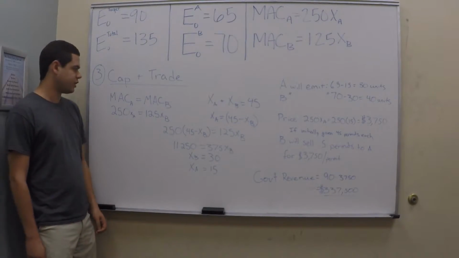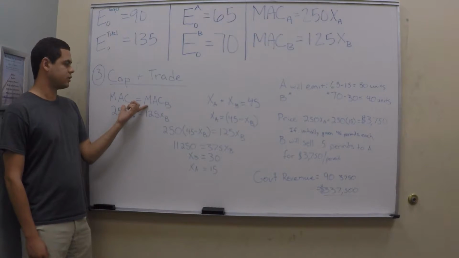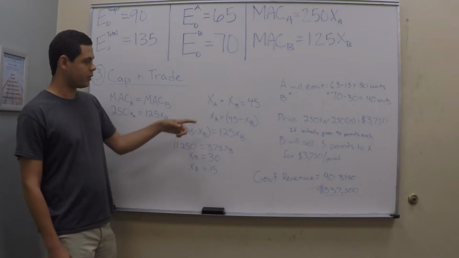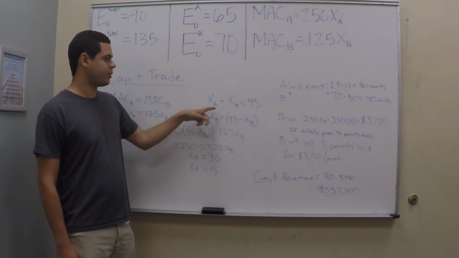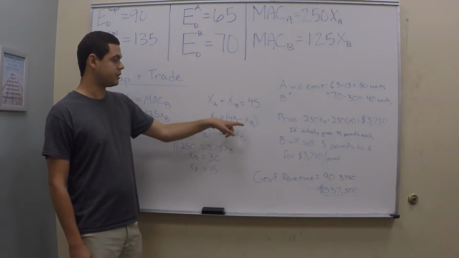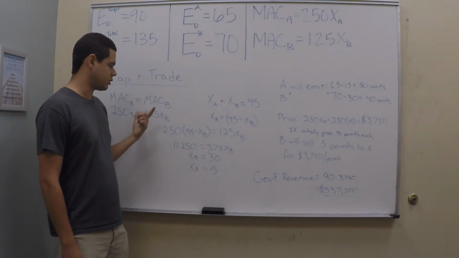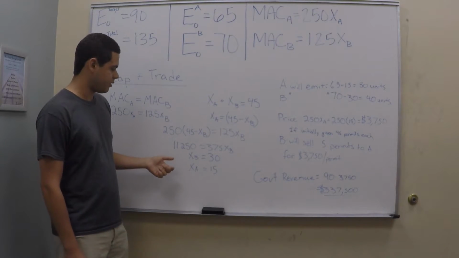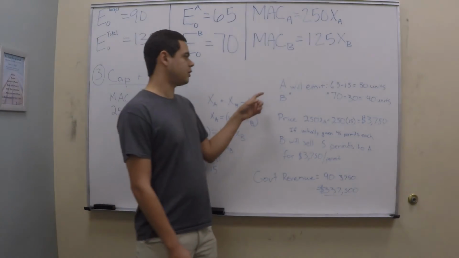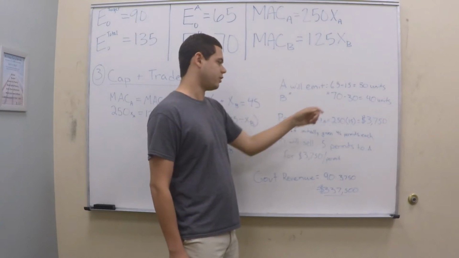Third method is cap and trade, and under cap and trade, the market equilibrium point is where the marginal cost curves are equal to each other. So we have that right here. From earlier, we saw that the total abatement of firm A and firm B should equal 45 units. So taking firm B's abatement in terms of firm A, we plug it into the initial marginal cost equation, and we arrive at firm B abating 30 units, firm A abating 15. So in total, firm A will emit 50 units, and firm B should emit 40 units.